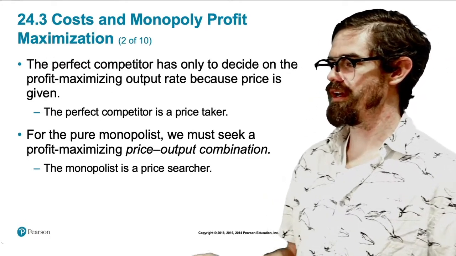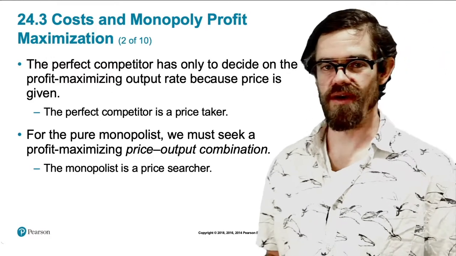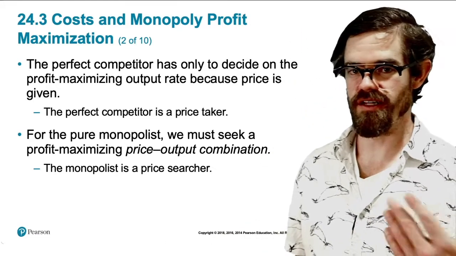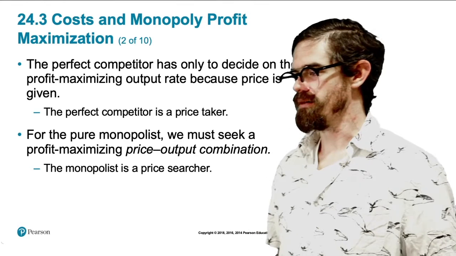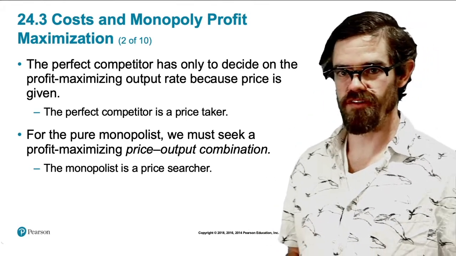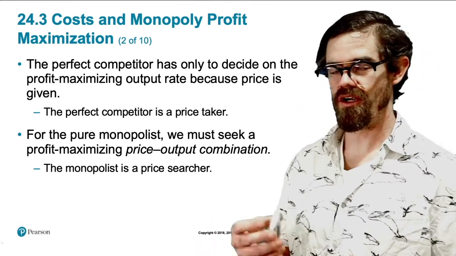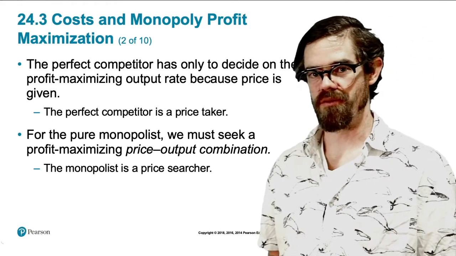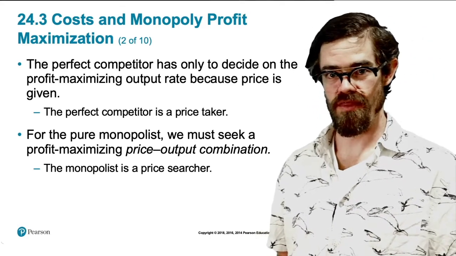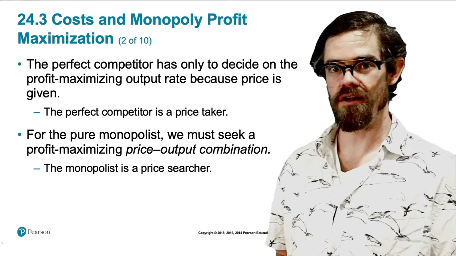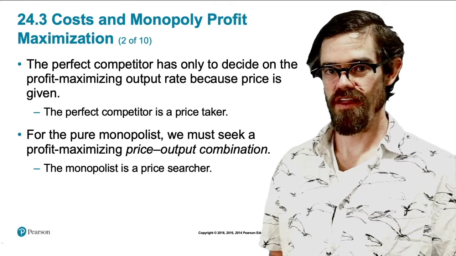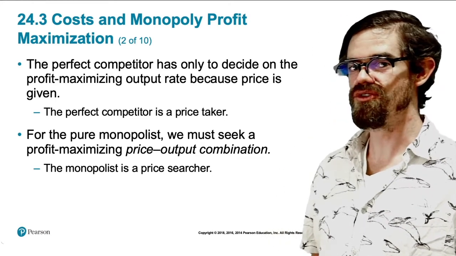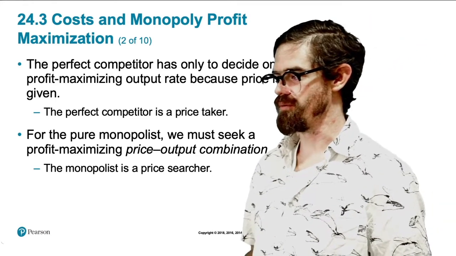Now, the perfect competitor just has to decide on the profit maximizing output. It doesn't have to make any choice about price because it's a price taker. So that's a little bit easier for the perfect competitor, but for the monopolist, it's a little bit more complicated. They not only have to determine the output that maximizes profit, but once they determine that level of output, or that quantity to produce and sell, they then have to determine the price to sell it at. Okay, so there's kind of two steps for the monopolist.